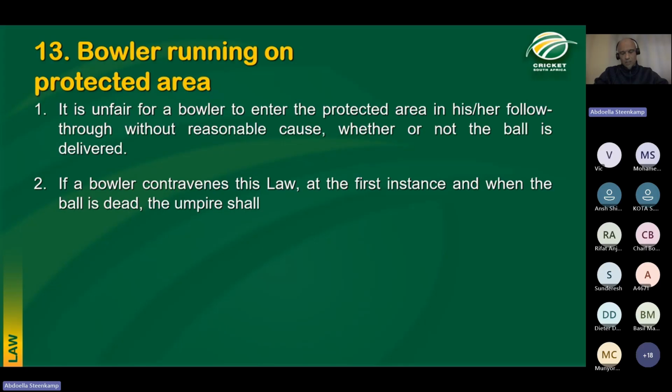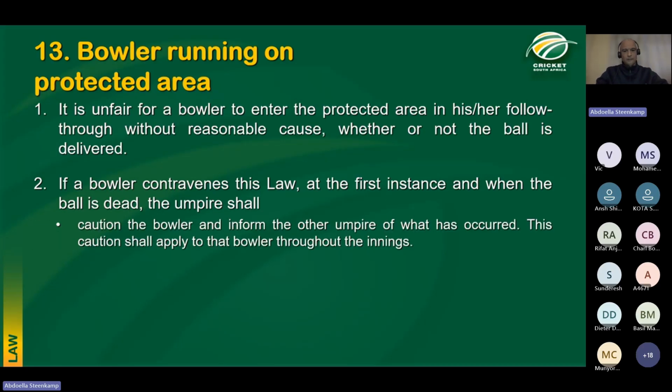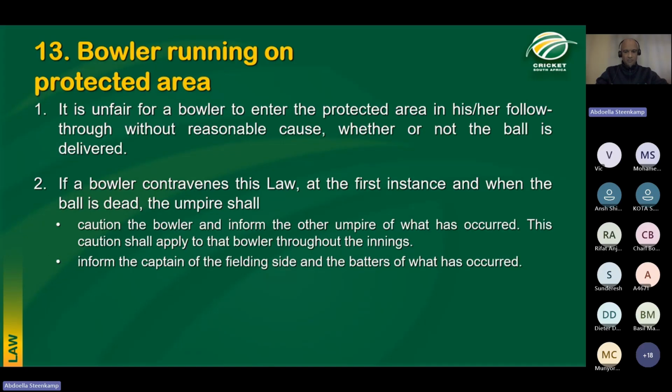So let's see what the law tells us about how to deal with it. If a bowler does go into the protected area without reasonable cause, firstly, you need to caution the bowler. You need to inform your colleague that you've given this bowler a caution, and this caution applies to this bowler throughout the innings. Good umpiring technique is to let the captain of the fielding side know as well, and the batters as well.